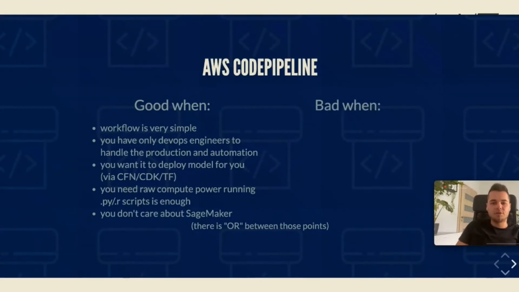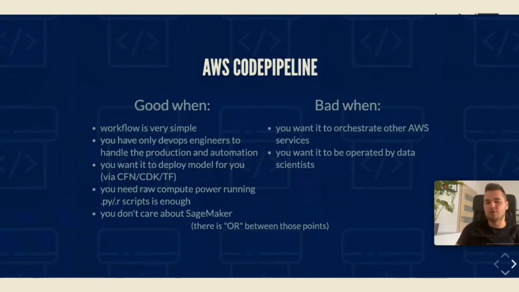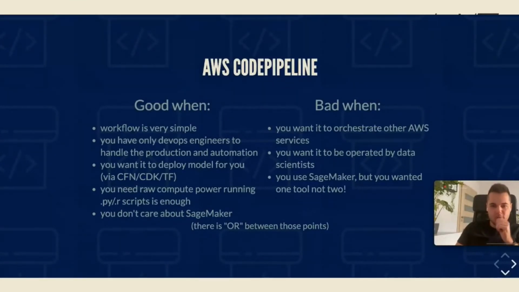However, it's not a good idea to use it when you expect it to orchestrate other AWS services or when you want a tool for your data scientists. That's not the one. Or maybe you use SageMaker, but you want one service and you are using SageMaker Pipelines already and expected them to do the deploy, but then you'd have two tools because CodePipeline would be necessary as well.